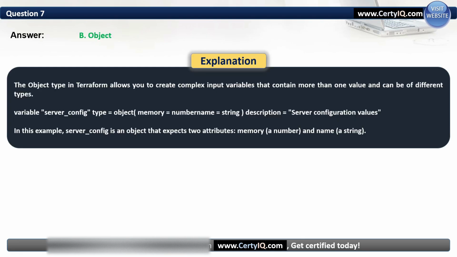The object type in Terraform allows you to create complex input variables that contain more than one value and can be of different types. variable server_config, type equals object, description server configuration values. In this example, server_config is an object that expects two attributes, memory and name.